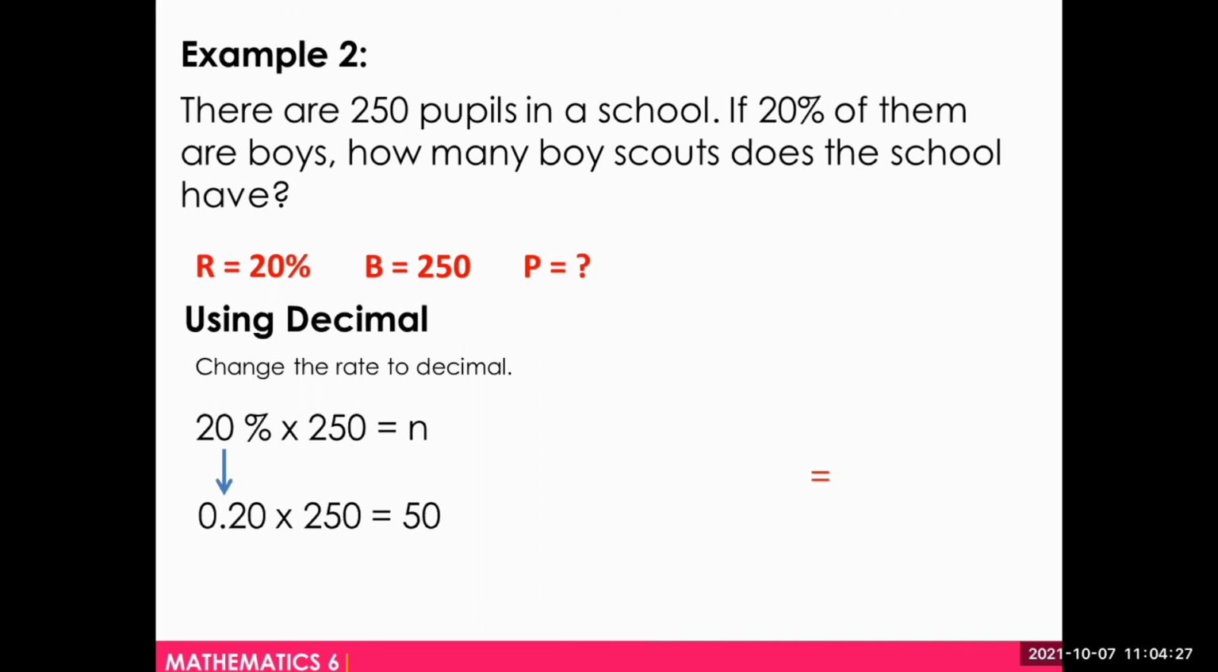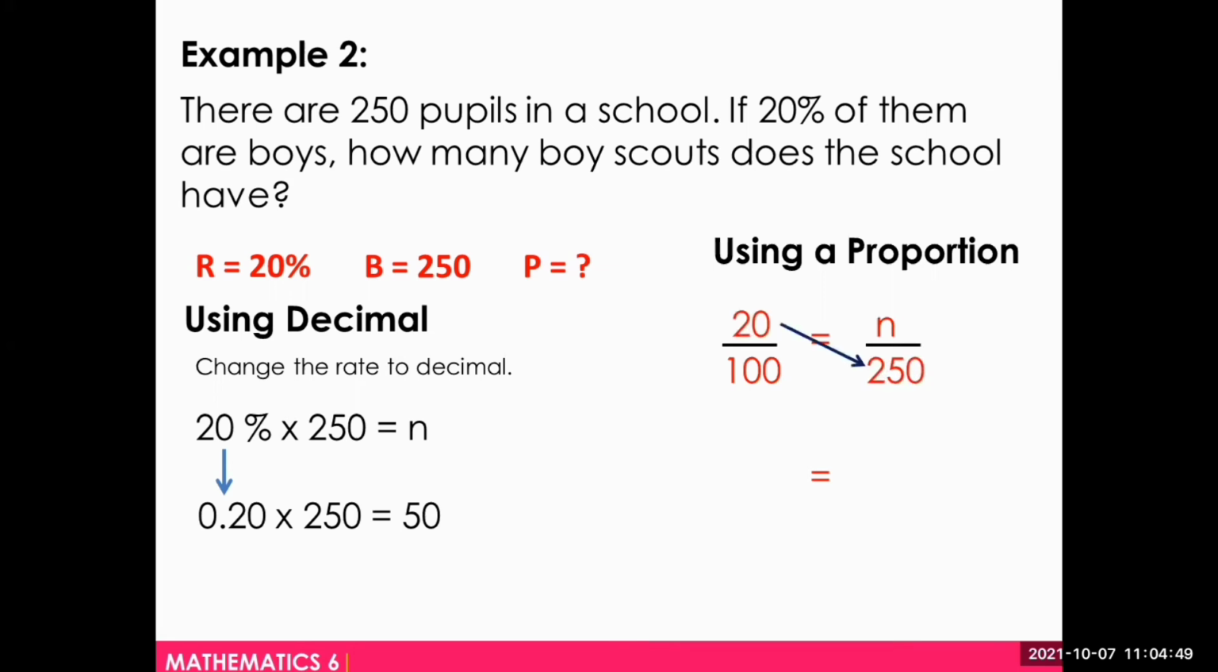So that is 50. Sige, tingnan naman natin gamit ang proportion. Using a proportion, isolve nga natin. Isulat natin ang rate as 20 divided by 100 is equal to n over 250. So that is percentage over base. Solve nga natin. 20 times 250 is equal to 5,000. 100 times n equals 100n.